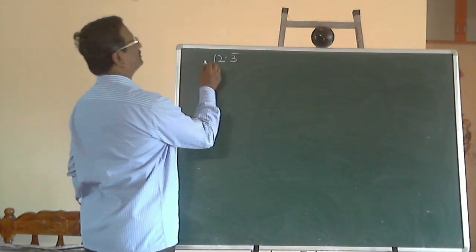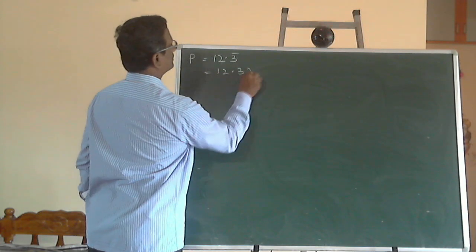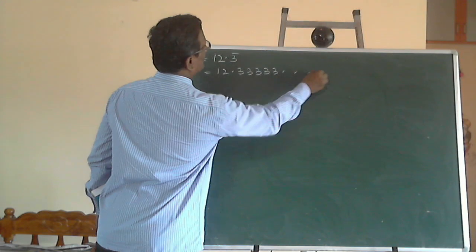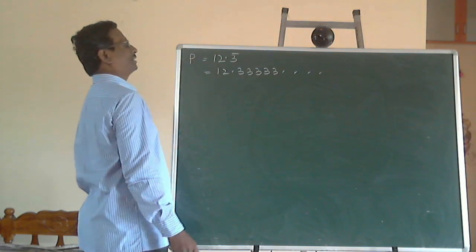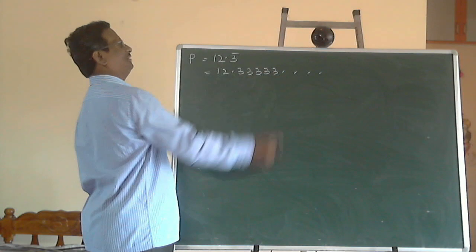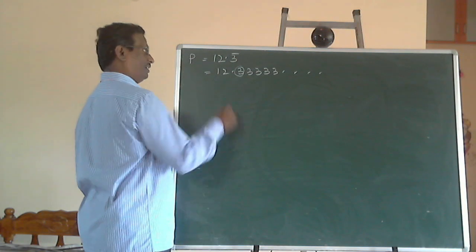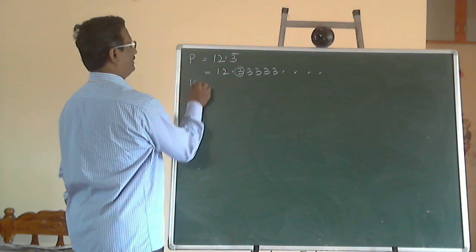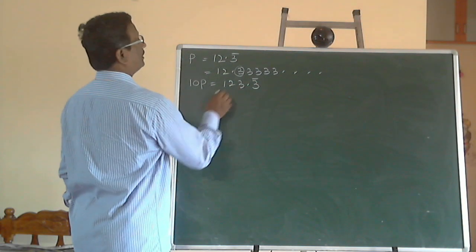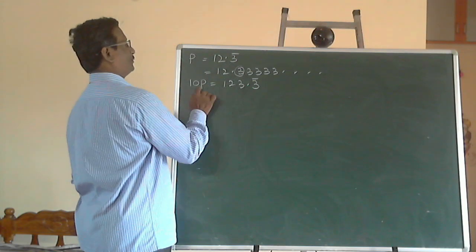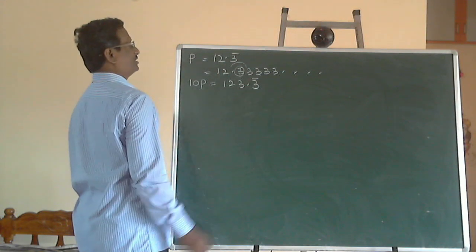Let the number be p. This is 12.33333, repeated infinitely many number of times. How many digits are there in the repetition? One digit, 3, but infinitely many times. So let us multiply: 10p is equal to 123.3 recurring. The repetition part is only one digit, therefore I have multiplied by 10 so that the decimal point goes to the right side of the repetition part.